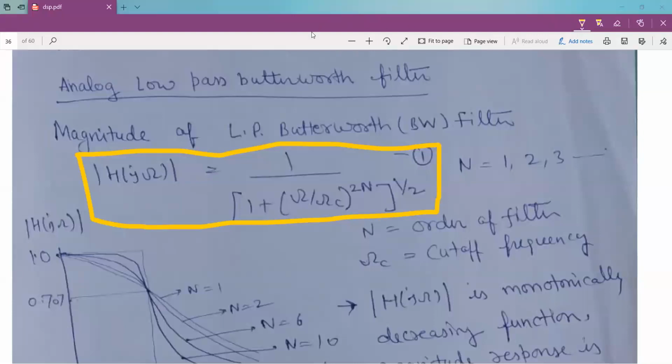Here we can see the magnitude of frequency response of low pass Butterworth filter is expressed by the mathematical expression given in equation number 1. Here the magnitude response varies with respect to analog frequency omega, and it depends on two parameters. One is the order of the filter n and other is the cutoff frequency omega c.